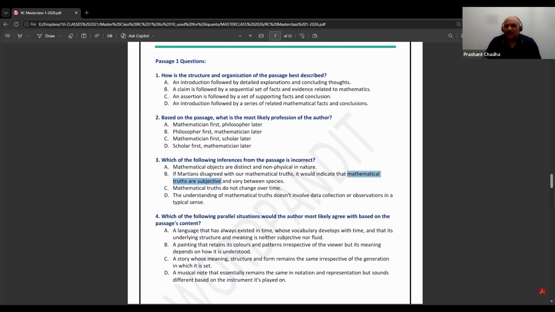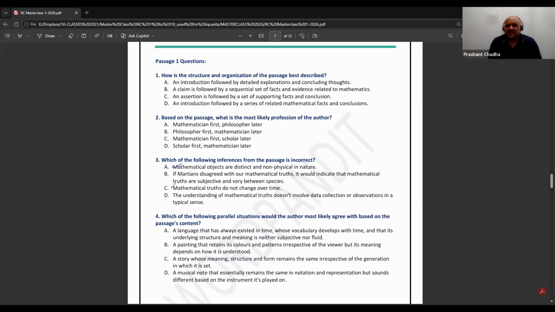Mathematical truths cannot be allowed to be subjective, so this is actually incorrect. Are they eternal? Yes, they do not change over time. Are they non-physical? Yes, they are non-physical and distinct in nature. The understanding of mathematical truths doesn't involve data collection or observation in a typical sense. Yes, in the last passage he says it doesn't. So A, C, D are all correct as per the passage. Option B is the one where the mistake is committed.